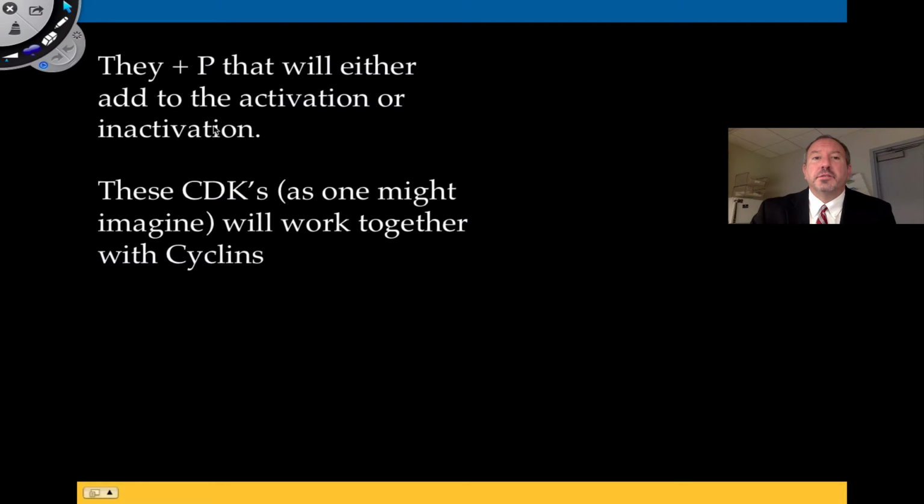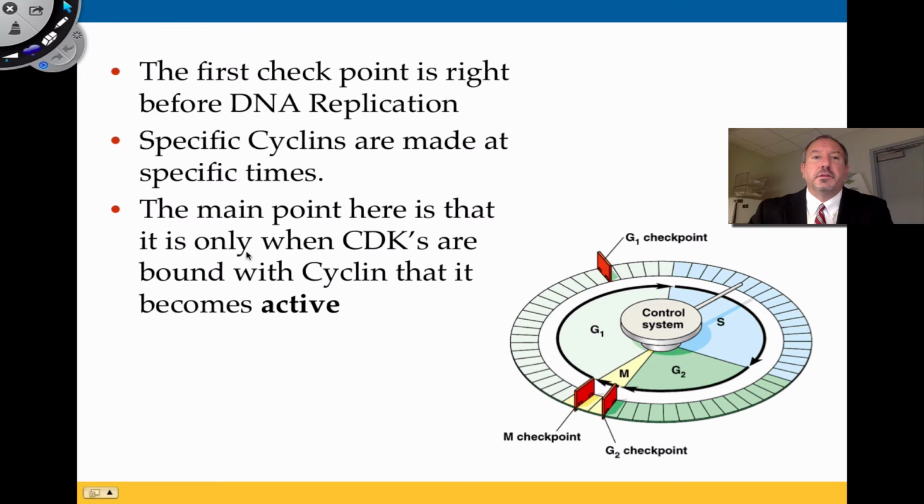And what that'll do is either activate or inactivate proteins. And so these CDKs, as you might imagine, work together with cyclins. Okay, so they're cyclin-dependent kinases, and they work in concert and bind with cyclin, and that's how they do their work. So the first checkpoint, as I was mentioning, is right over here, right in front of DNA replication.